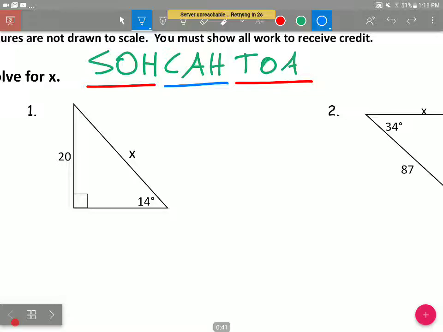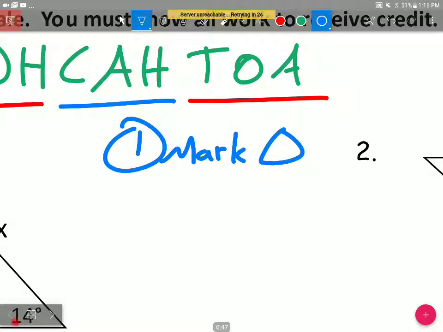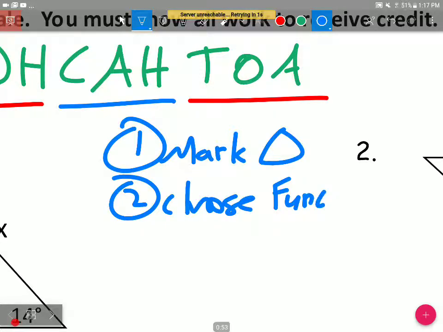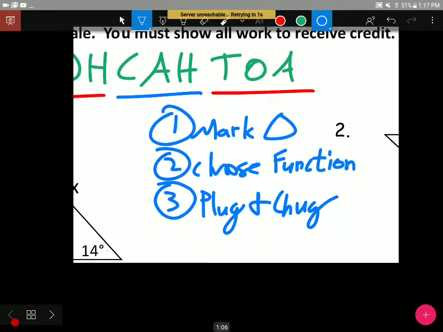So 3 steps. Step 1, mark the triangle. Step 2, choose a function. F-U-N-C-T-I-O-N. Step 3, plug and chug. Those are your 3 patterns for every last one of these, okay?